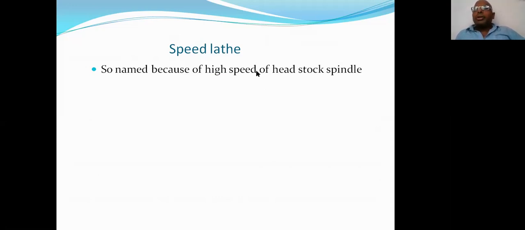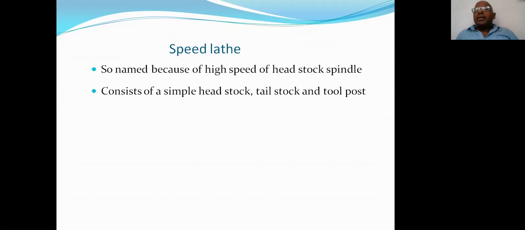So what is the combination? The live center or rotating center and this stepped pulley, all are considered a combination or attachment, and all of this is called the headstock spindle. By using that power source, the headstock spindle rotates at high speed. That's why this particular lathe machine is called the speed lathe.